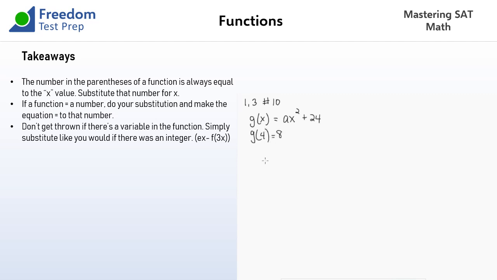So without even going further than that, we know right away that we're going to put 4 in for the x, and we know that whole thing is going to equal 8. So we can just do it up here. We know that 4 squared is 16. So our first element is 16a plus 24, and we're going to make it equal to 8. And then we can solve for a. So we subtract out that 24, and we get 16a equals negative 16, divided by 16, and we get a is equal to negative 1.